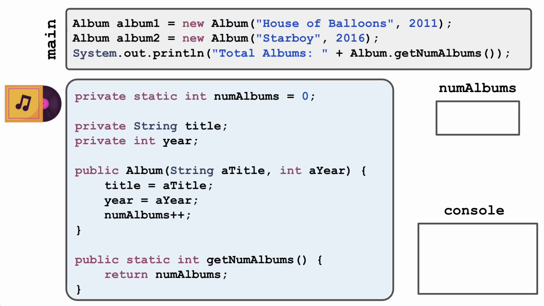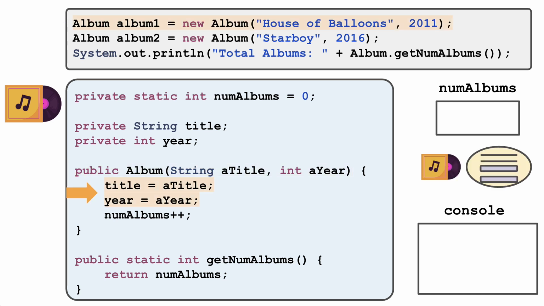At the top is the main method that will run the program. Let's trace through the code line by line. The first line of code creates an album object, assigns initial values to the instance variables title and year, and then adds 1 to the class variable num_albums. The second line of code creates another album object, assigns the title and year instance variable values, and adds 1 to the num_albums class variable, making its value 2.